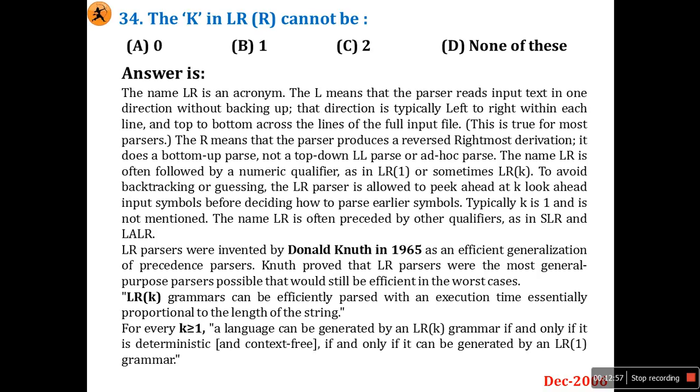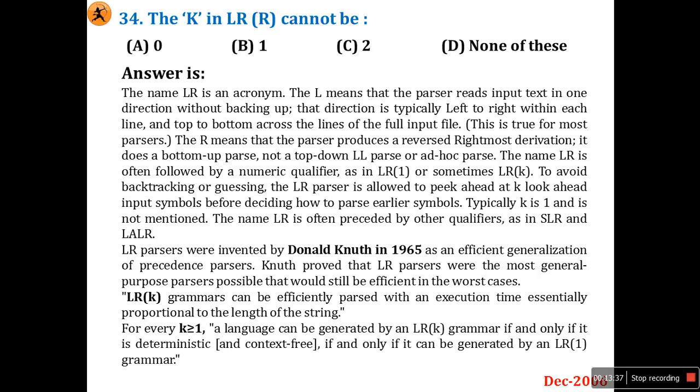Okay, next one. LR parsers were invented by Donald Knuth. He is a famous mathematician, and also a famous computer scientist. He got the first Turing prize in 1965 as an efficient generalization of precedence parsers. Knuth proved that LR parsers were the most general purpose parsers possible that would still be efficient in the worst cases.